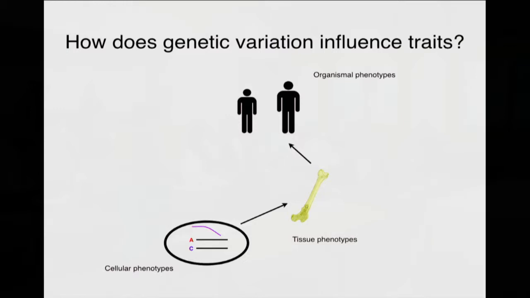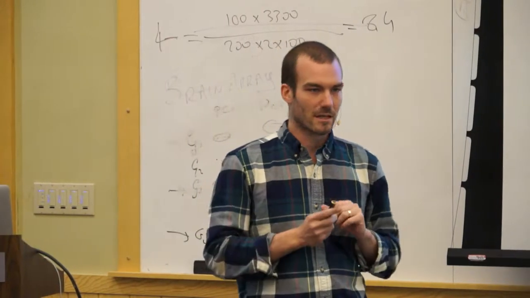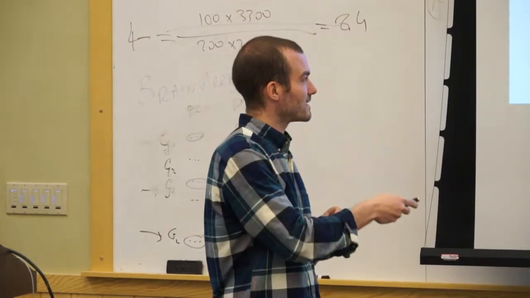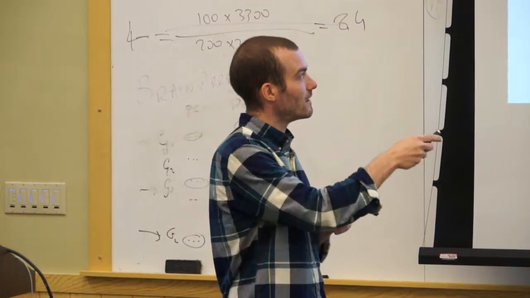This is sort of a toy model. We imagine we have a genetic variant here, an A and a C, and this genetic variant influences some sort of cellular phenotype, like RNA expression, which in turn influences some sort of tissue phenotype, like bone growth or something along those lines, which in turn influences an organismal level phenotype, like height. And so a genetic variant influences something in a cell, which influences something in the tissue, which influences something in the organism, and that's why we have all this variation at a molecular level today. And so how can we detect these and sort of put together this path?